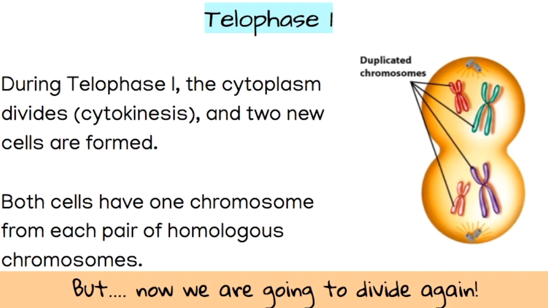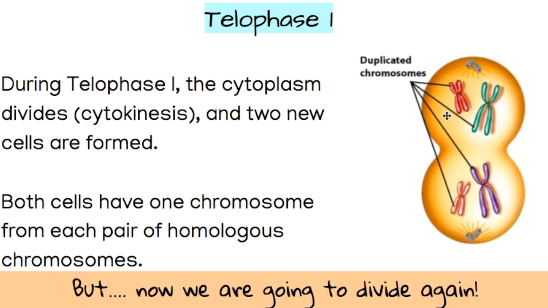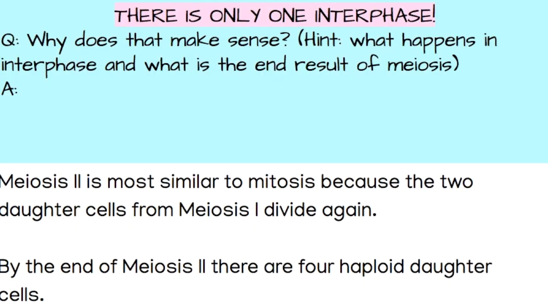Dun dun dun. Telophase 1. During telophase 1, the cytoplasm divides, cytokinesis, just like in mitosis, and 2 new cells are formed. However, we're not done yet. Both cells have 1 chromosome from each pair of homologous chromosomes. So we separated the buddies there. So there's still whole chromosomes moving to both sides of this cell. And now we're going to divide again.